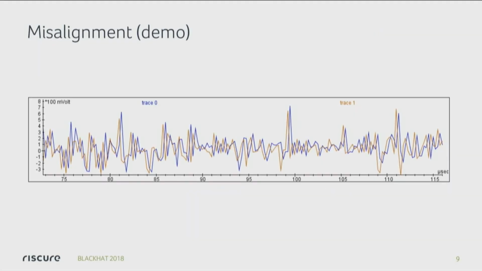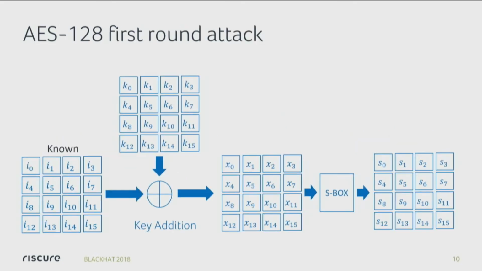So we talked about signal processing, misalignment. So what's really going on here? I just want to give you a gist of what I'm going to do with all these signals. Let's say we have an AES 128 implementation. If you look at the first part of the first round, it gets a 16-byte input vector. It XORs the key in. The key is what we're interested in. That's what we want to know, but we don't know it.